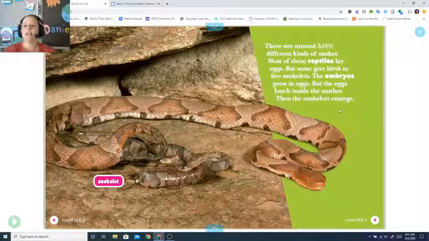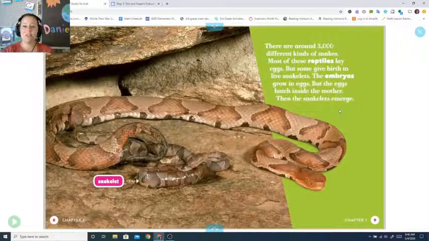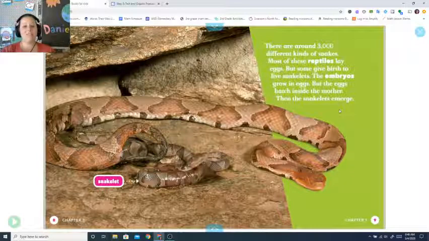So here's what it says on here. There are around 3,000 different kinds of snakes. Most of these reptiles lay eggs, but some give birth to live snakelets. The embryos grow in eggs, but the eggs hatch inside the mother. Then the snakelets emerge. I know that most of you guys know what the word reptiles means, right? We've talked about reptiles. They're a certain kind of animal, cold-blooded, they have scales, stuff like that. But the word embryos is something that we haven't really talked about. So embryos is something we could look up again.